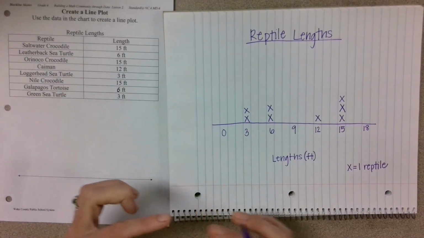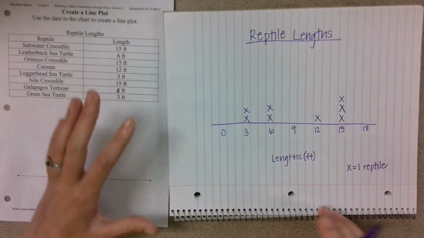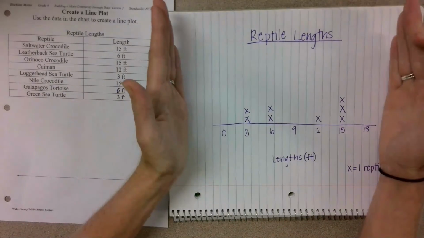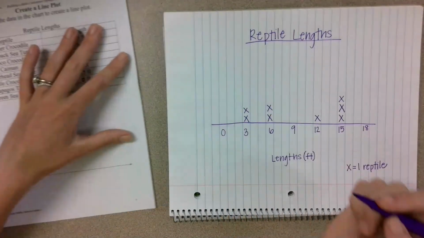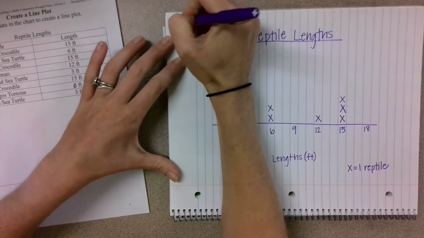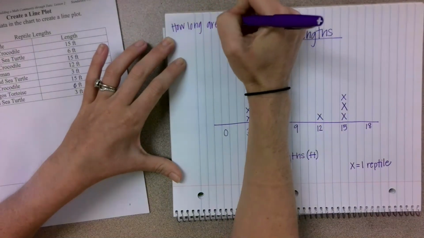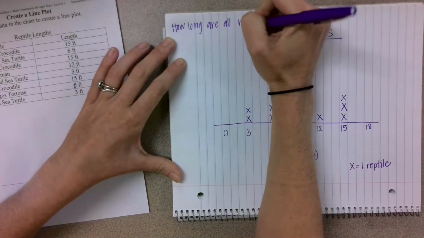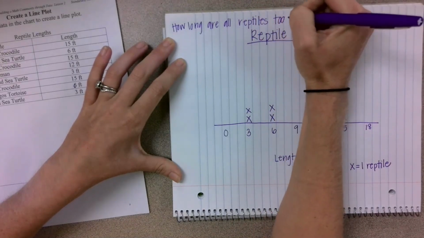If we wanted to add all the reptiles together, so normally we don't put math right here because this would be our chart, but for note purposes, let's see, how long are all reptiles together?